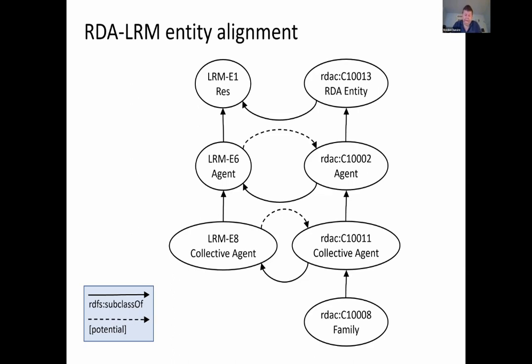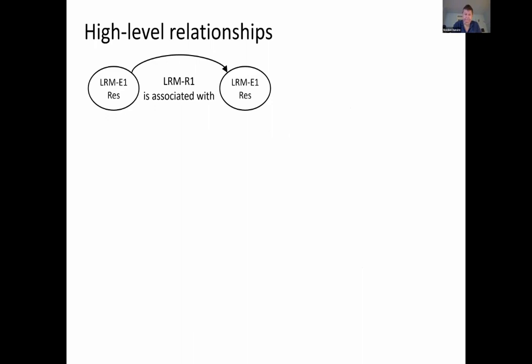So if this diagram is fully implemented, it means in semantic terms that LRM agent is equivalent to RDA agent, and the same for collective agent. You will notice, however, that you cannot say that LRM res is a subtype of RDA entity. It isn't. RDA entity is deliberately a subtype of res and not the other way around, and they will never be equivalent. So that's roughly how entities are aligned.